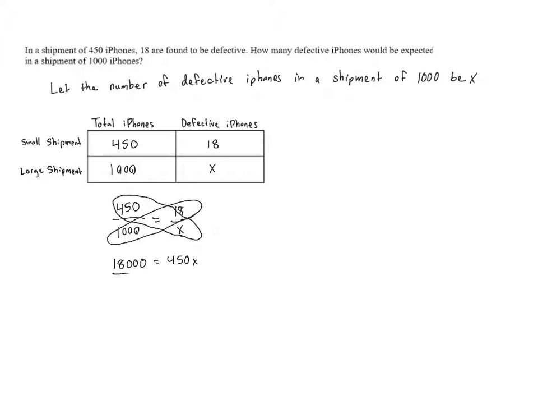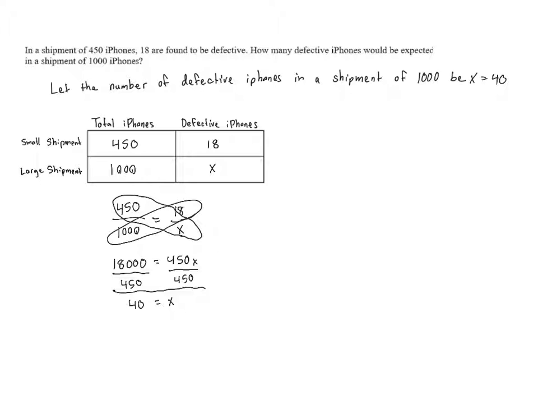To get X alone, we divide both sides of the equation by 450. And when we do that, 18,000 divided by 450 is 40. So we have 40 equals X. We can go back up to our let statement now and say X is 40. And that was the number of defective iPhones in a shipment of 1,000.